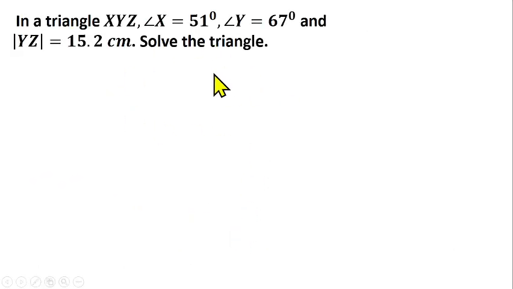So let's see another question. In the question here, we have that in a triangle XYZ, angle Z is 51 degrees, angle Y is 67 degrees, and side YZ is 15.2 centimeters. We have to solve the triangle. So they want us to solve the whole triangle. That means they want us to find all the missing angles in the triangle, and all the missing sides as well. What do we do?